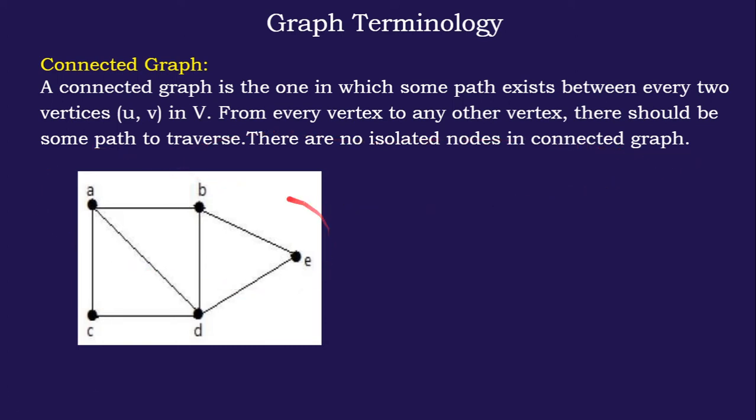You can see in this particular graph, A, B, C, D, E are the vertices, and all the vertices are connected to one another using the edges. So no vertex is left alone. So this is called a connected graph.